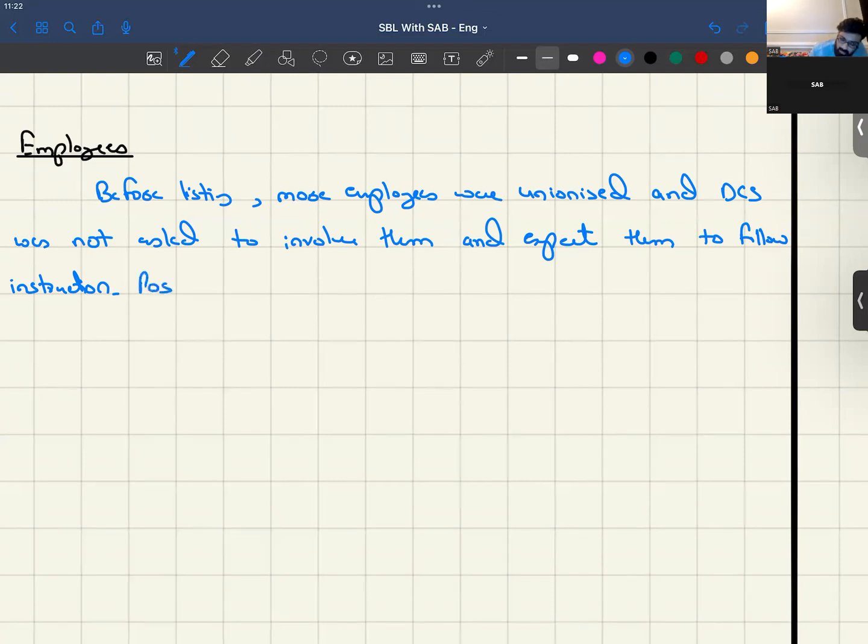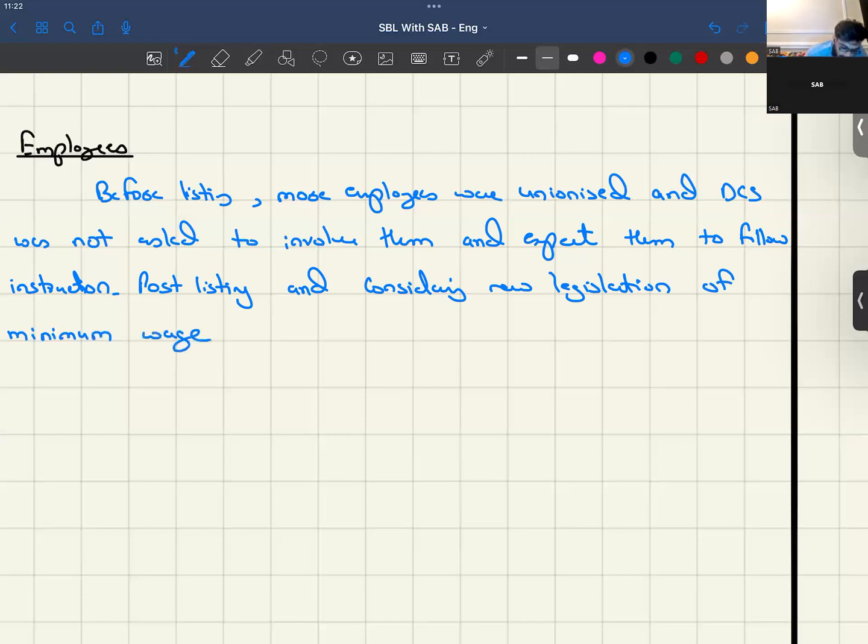Now, post flotation and considering new legislation of minimum wage and company pensions, and mandatory pensions are being introduced.